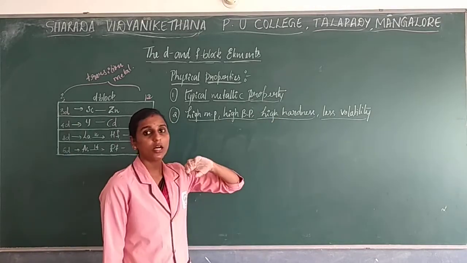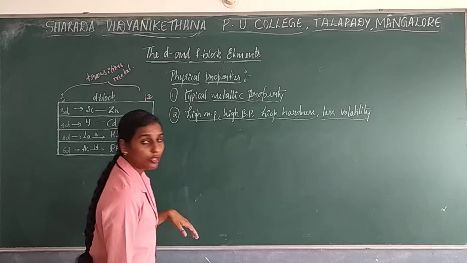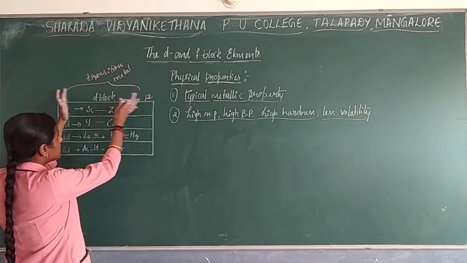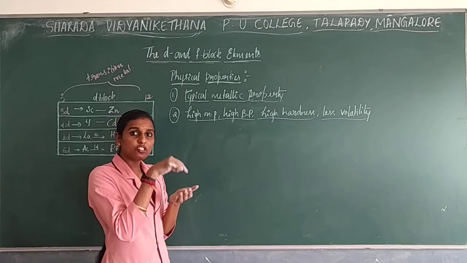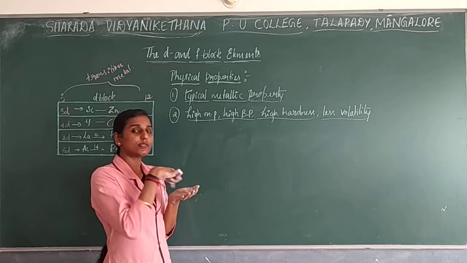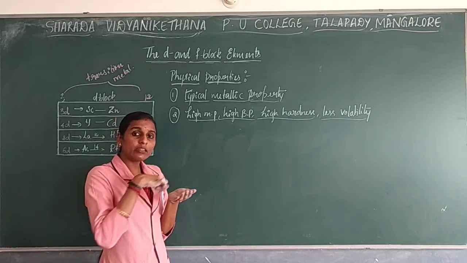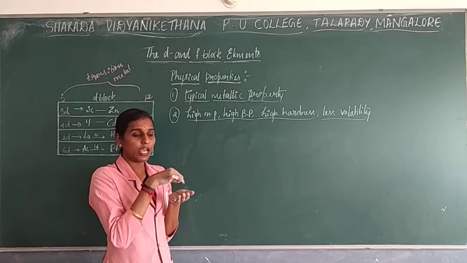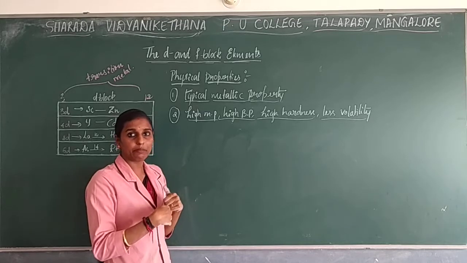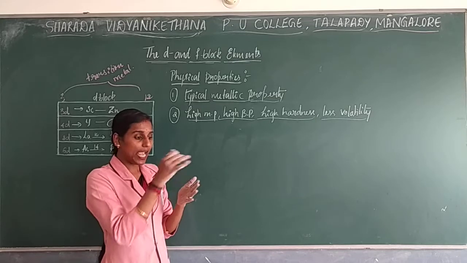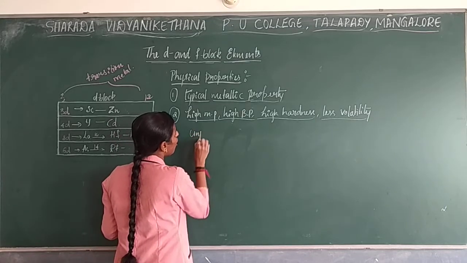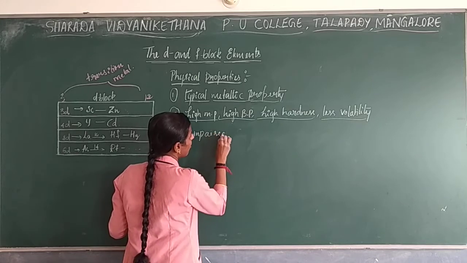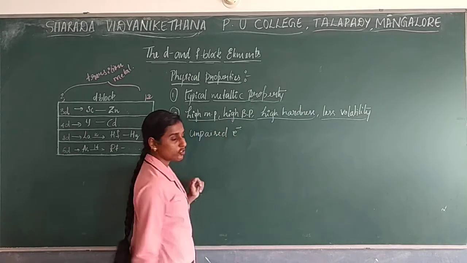Why does it show high melting point as well as boiling point? In the d block, as I said, you have transition metals. Why do we call them that? Because those elements have incomplete d shells. The d orbital is incompletely filled, so that's why they have a number of unpaired electrons.